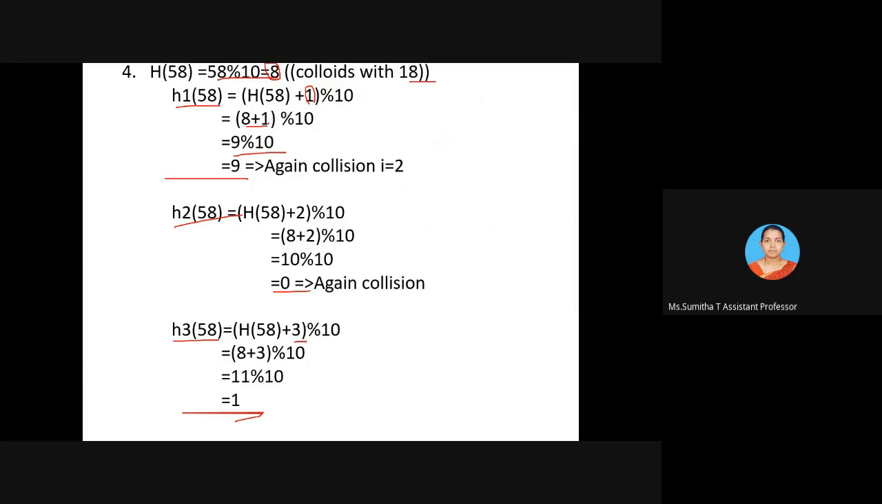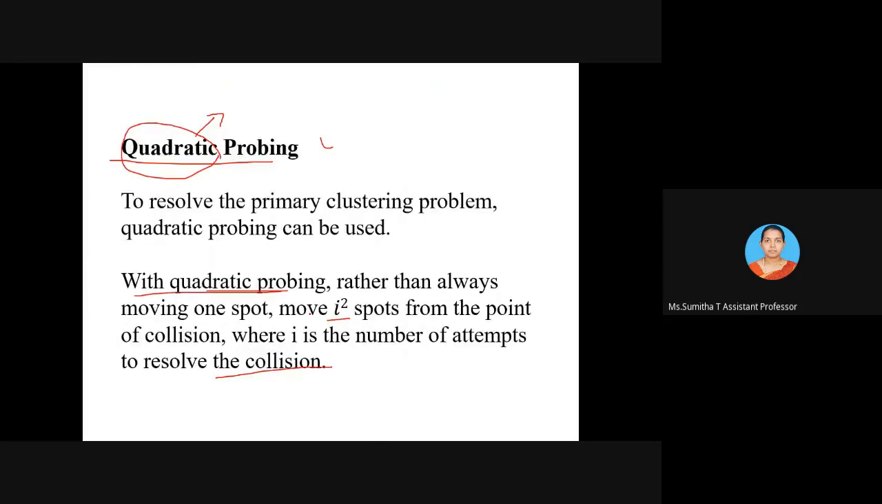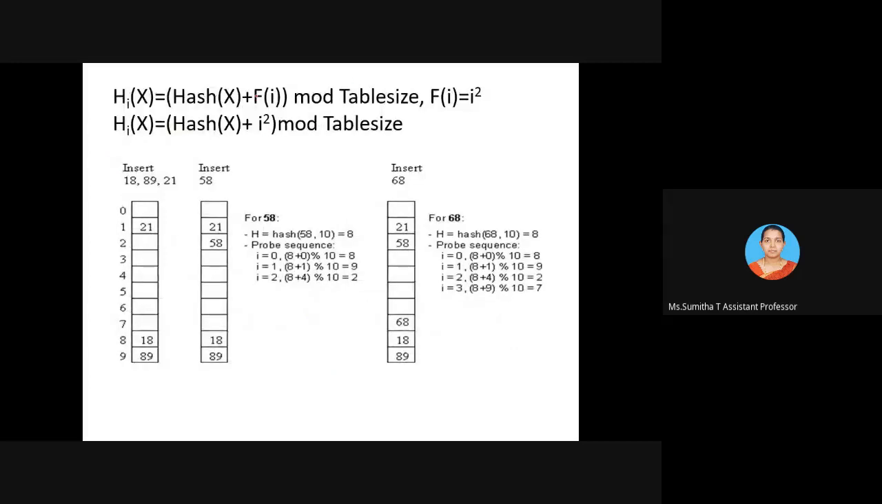But in the case of quadratic, we have to add 1 squared, which is nothing but 1. 2 squared is nothing but 4, so I can add 4 to the particular key value and find the position. And here 3 squared. Like that we can go and find the position. This is called quadratic probing. No difference, the same thing, but this one uses I squared.